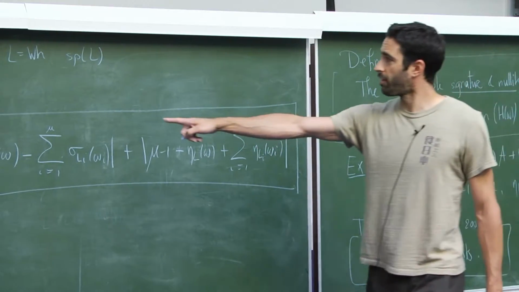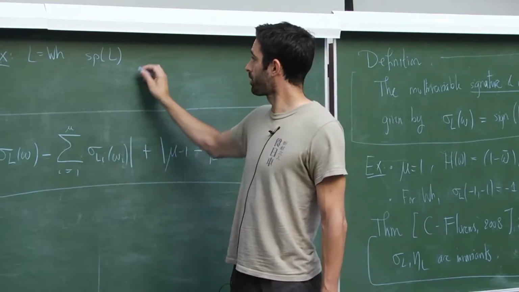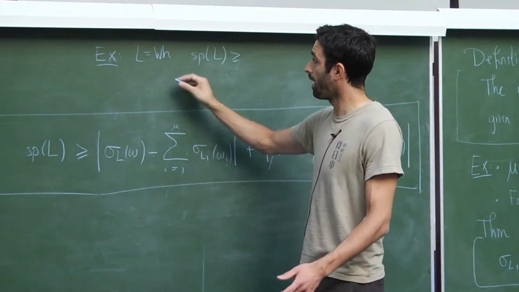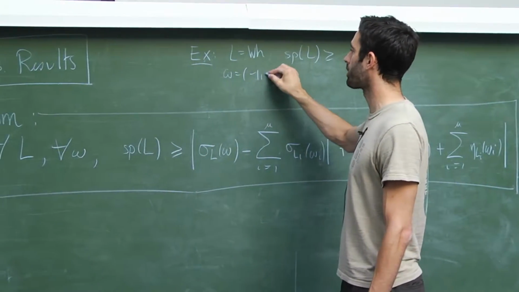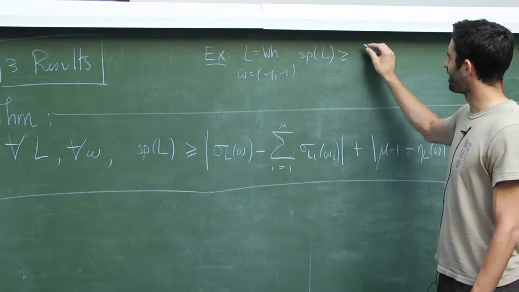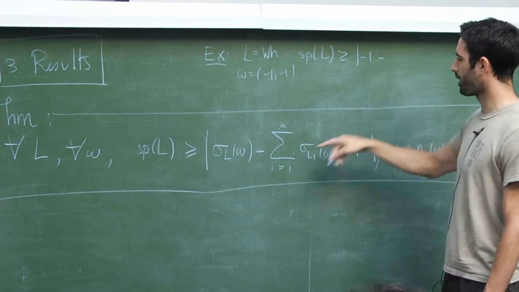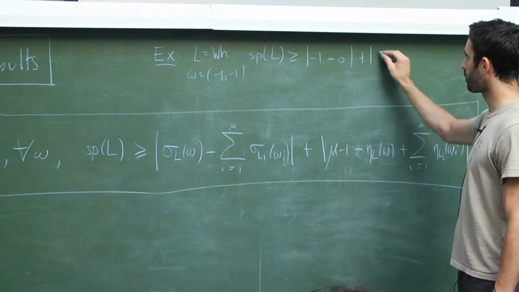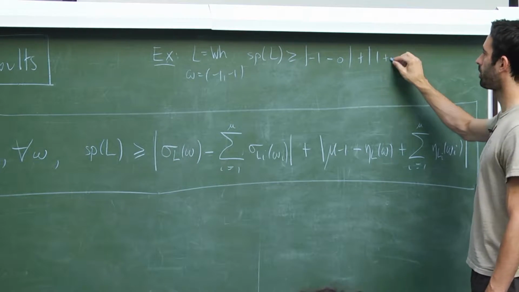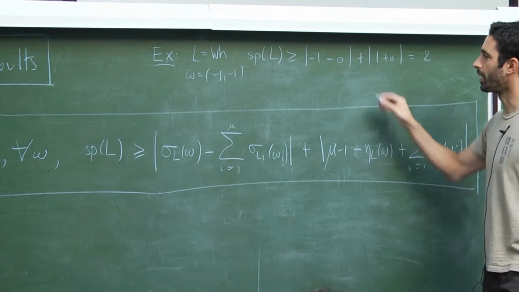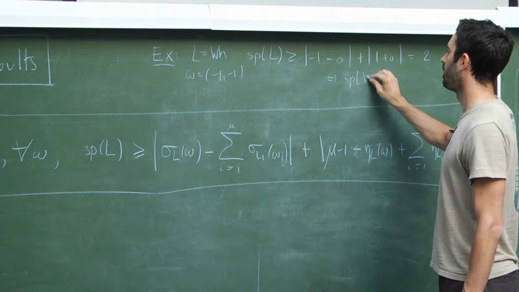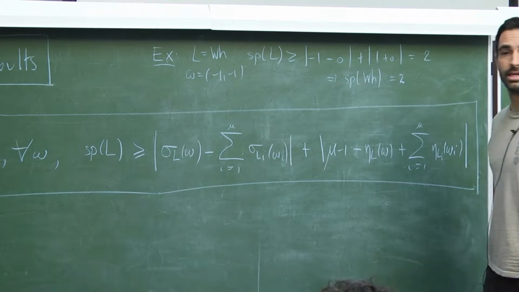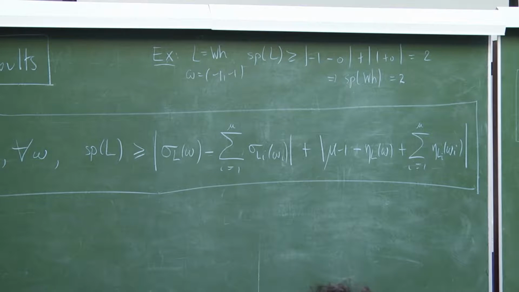So maybe we just try it for the Whitehead link. So this is greater or equal to, and we'll take omega equal minus 1, minus 1. What do we get? Here we get minus 1 minus, so the components are 0, so we get 0, plus mu minus 1, we get 1. All these, they are 0, so we get 2. So we get that the splitting number of the Whitehead link is equal to 2. This is by no means an amazing result, but at least it works here.